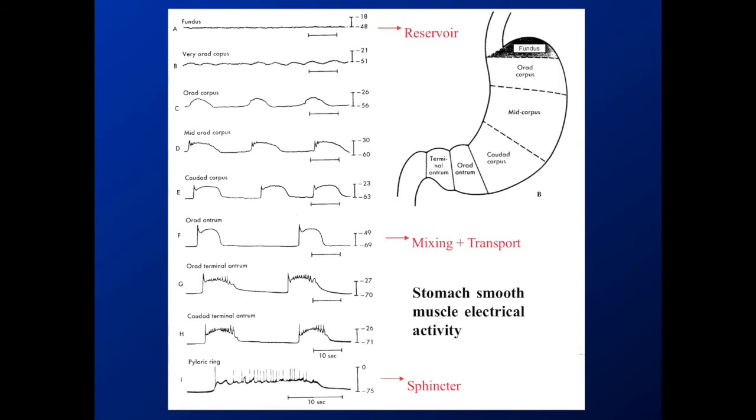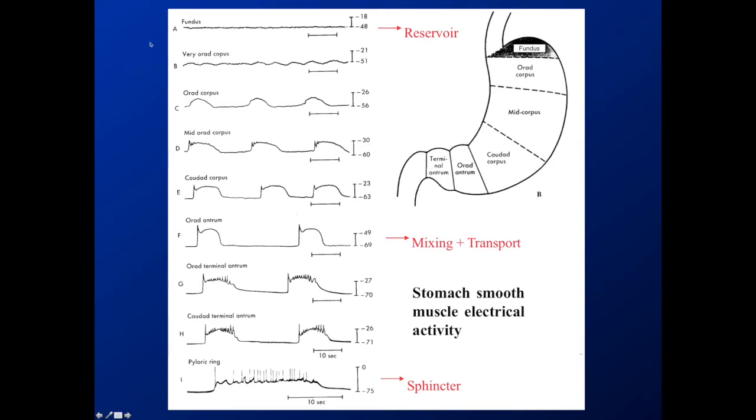If we start at the top with the fundus, the electrical activity there is pretty silent. And that's because the fundus's main role is as a reservoir. This will distend and expand as more and more food goes into the stomach, and it just basically allows a larger volume without any real contractile movement to it.